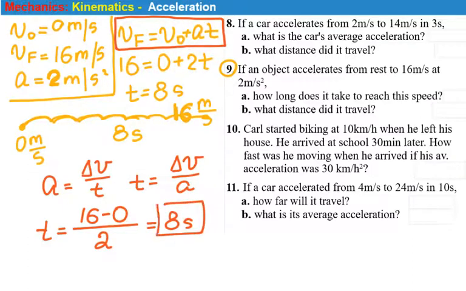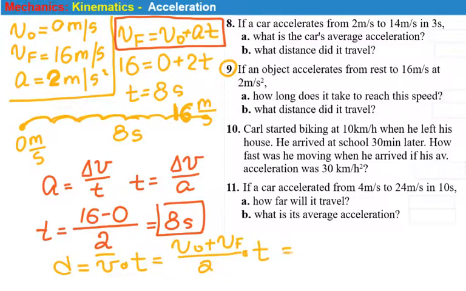Now, the next question is, what distance did it travel? So for the distance, I need average velocity times the time. And average means initial plus the final divided by 2 times the time. Initial plus the final is 16 divided by 2, and the time is, we said, 8 seconds. So that looks like it is 64 meters.